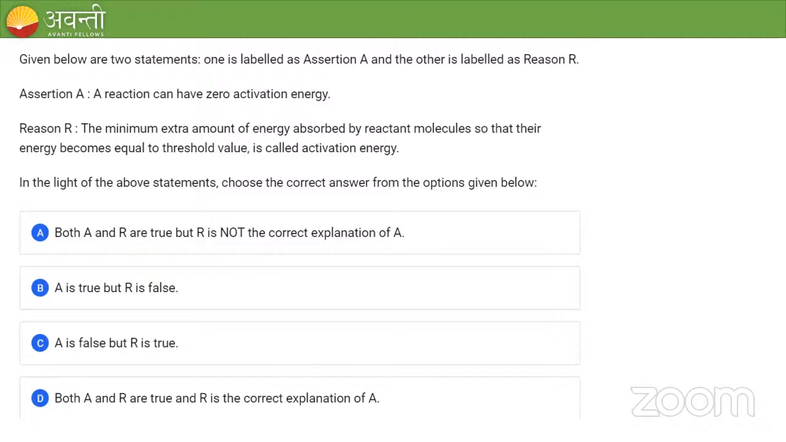Okay, think of it. And the reason is the minimum extra amount of energy absorbed by the reactant molecules so that their energy becomes equal to threshold value is called activation energy. This is the definition given for activation energy. Think of both the statements and give me the correct answer in the chat box. Check whether both are correct, check whether both are wrong.